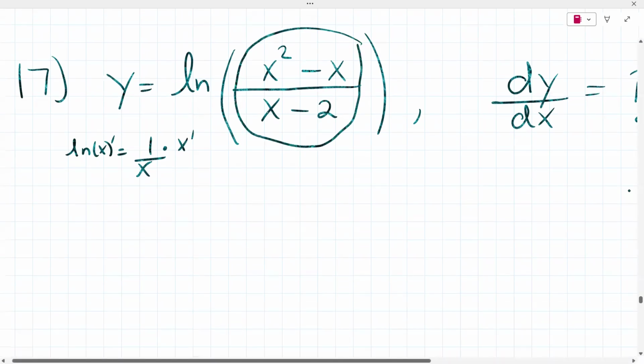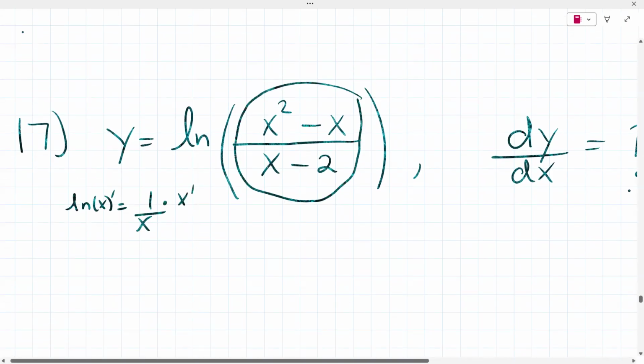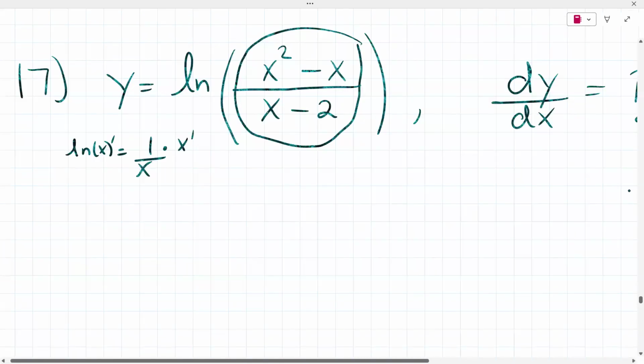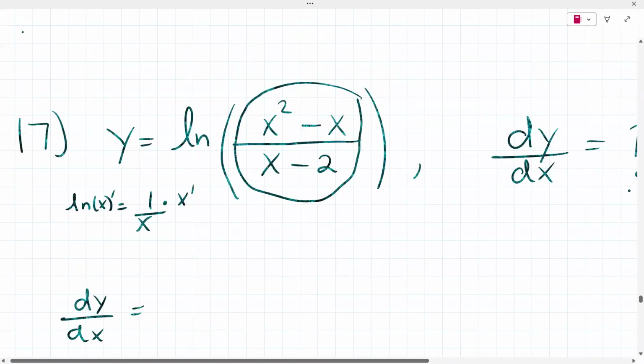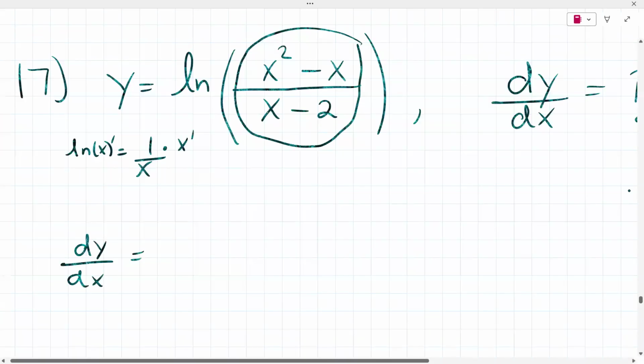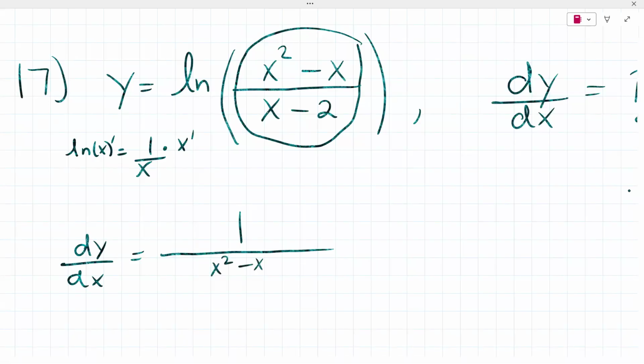But let's start with the left side because we're doing implicit. The derivative of y with respect to x is 1 dy/dx. On the right side, everything is in terms of x, so we don't have to worry about putting a dy or dx anywhere. So it's going to be 1 over x squared minus x over x minus 2, times the derivative of the inner parentheses.